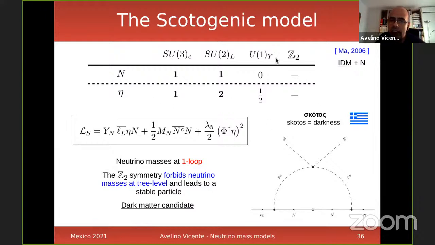Now, in addition to the standard model gauge symmetry, you add an additional Z2 symmetry. You remember that we did this yesterday in a model as well. Under this symmetry, all the particles in the standard model are even, so they are plus. But the new particles that I will add, this N and this eta, will be minus, so they will be odd under this symmetry. N is just a fermion singlet, like the right-handed neutrinos in the models that I discussed before. And eta is a second Higgs doublet, but with a minus sign. So the normal Higgs doublet would be plus, and eta is minus.